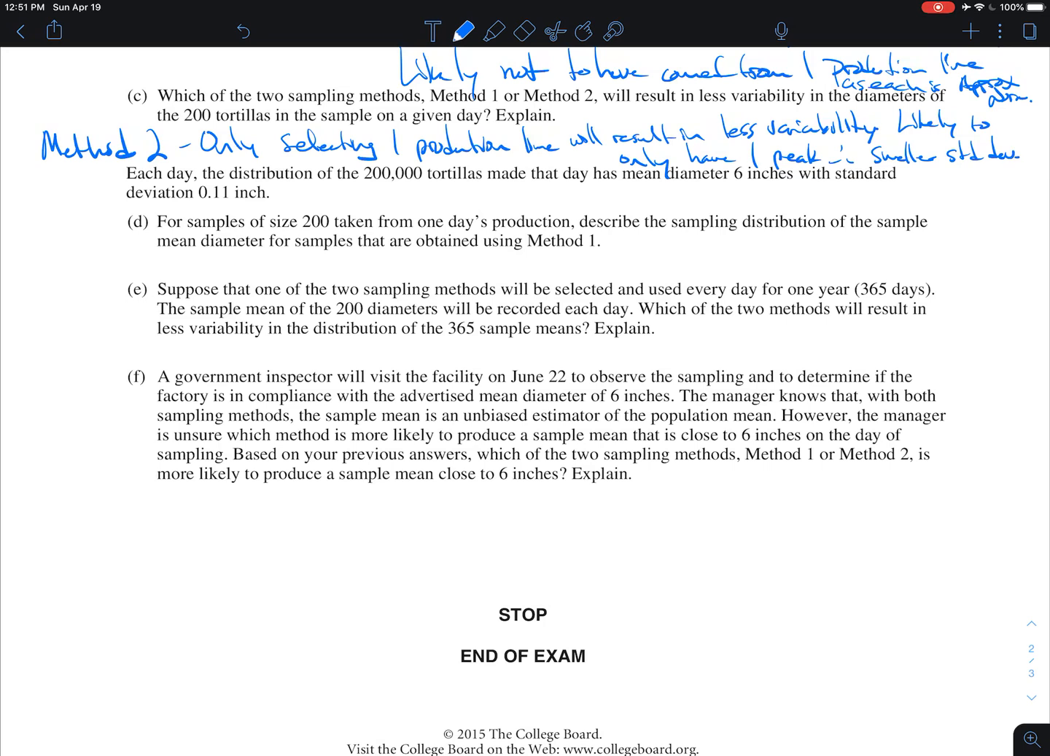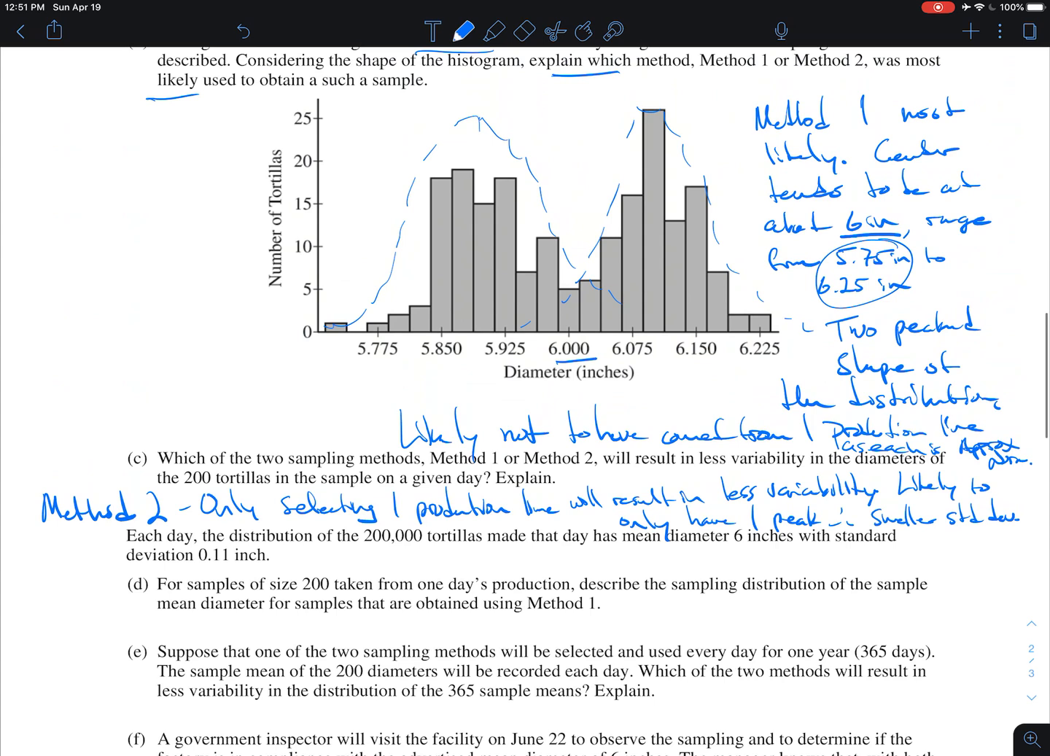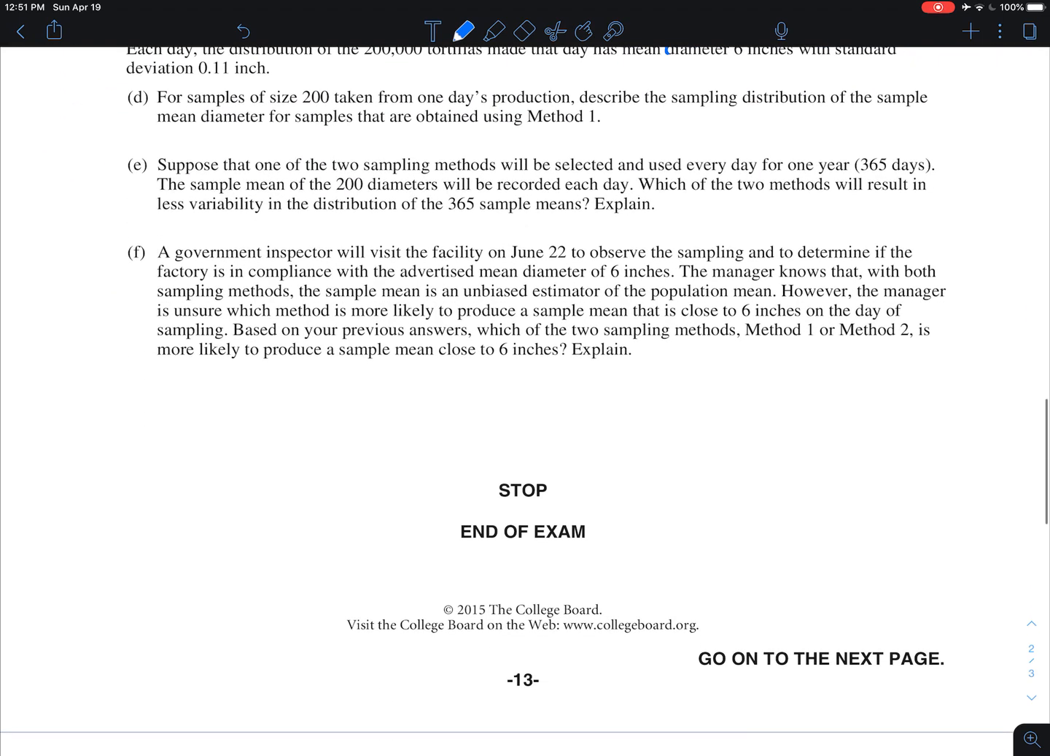Right? If there's only the one peak, then most of the data is close to the center, right? Which is the definition of standard deviation. The smaller the standard deviation, the more the points are closer to the mean. In a picture like this, where the mean is right in the middle, well, most of the data is actually farther away from the mean, so that's going to have more spread, and that was from method 1. So to have less spread, method 2 seems to make sense.